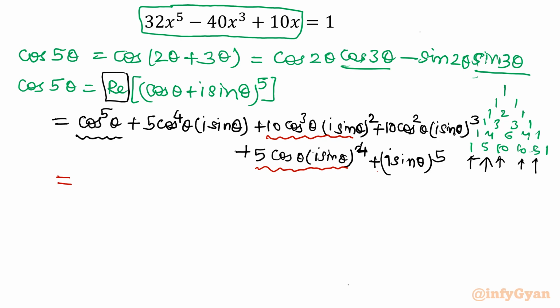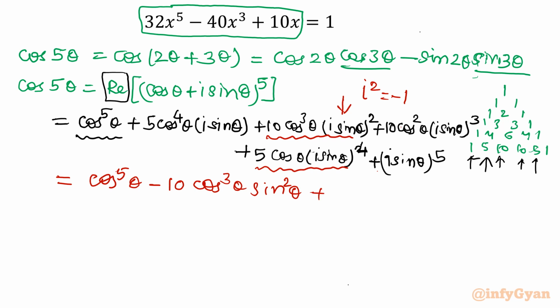So I will write cos^5 θ minus 10 cos³ θ sin² θ. Here I am putting i² as negative 1. And the second last term, 5 cos θ sin^4 θ. Okay, i^4 is 1. Let me write here.